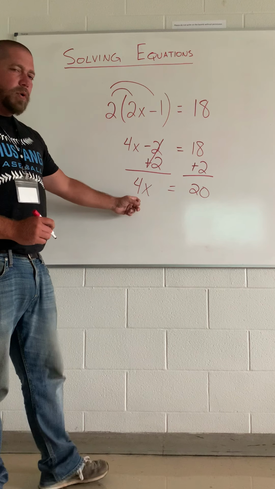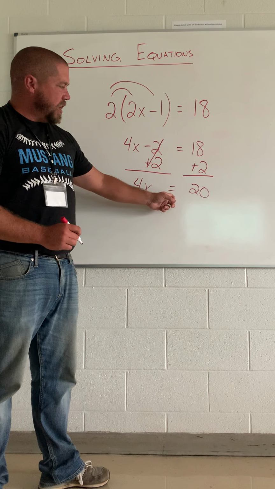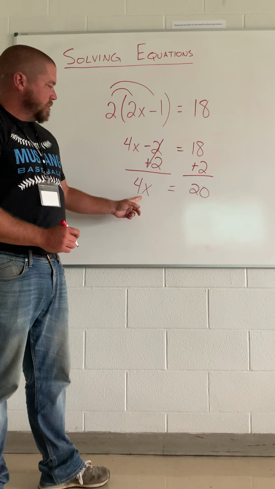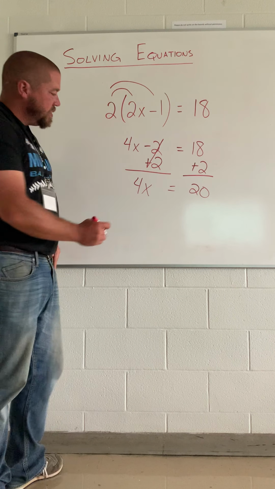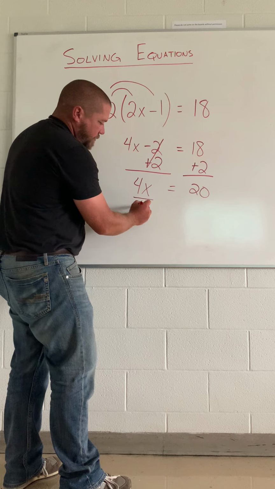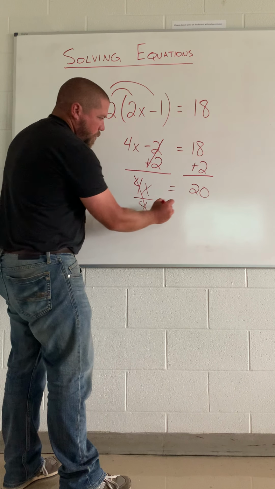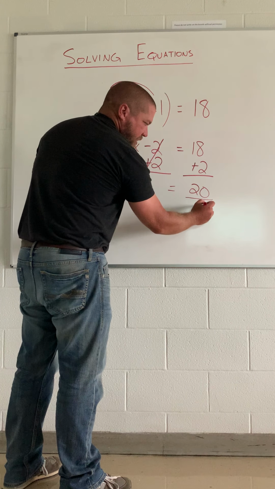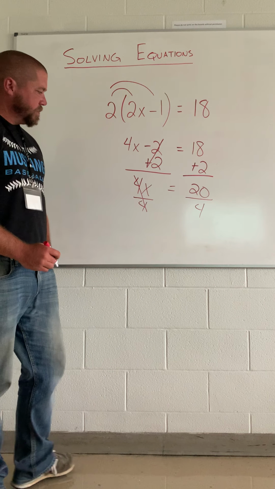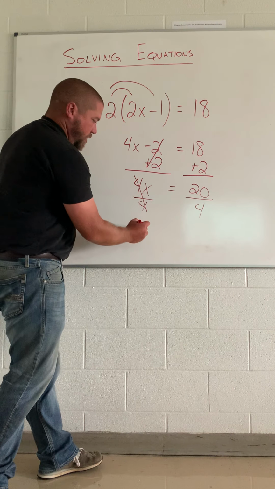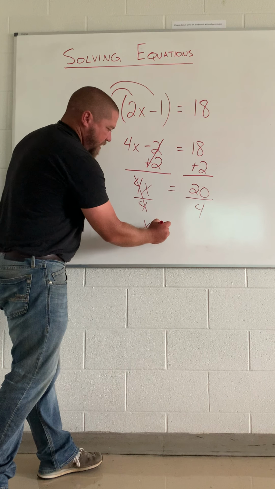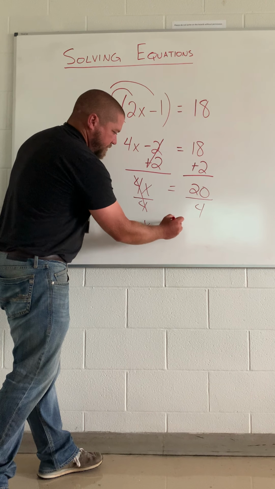And now we have 4 times a number equals 20. Remember, we want to do the opposite when we're working backwards. Instead of times, we're going to divide to get rid of our 4. We're going to divide 20 by 4 to keep that scale balanced. 4 divided by 4 is 1, leaving us with just 1x. 20 divided by 4 is 5.